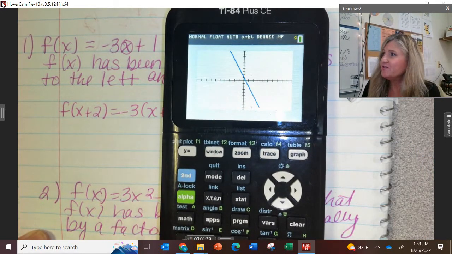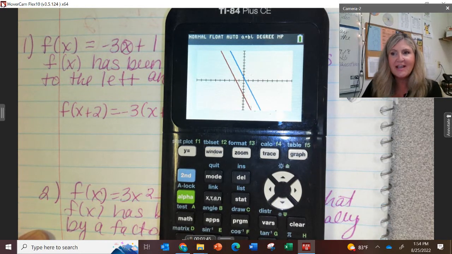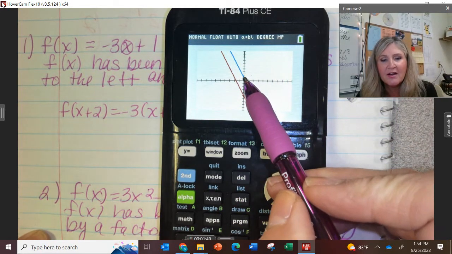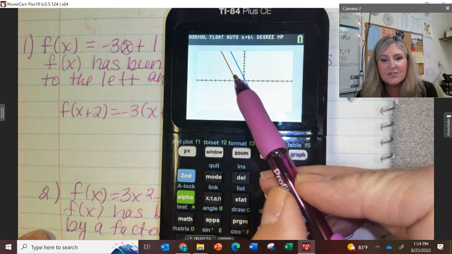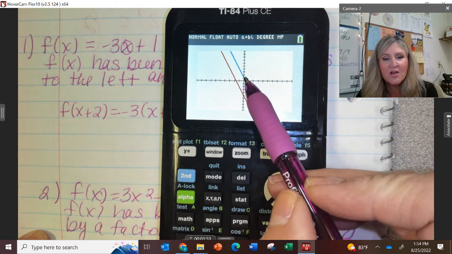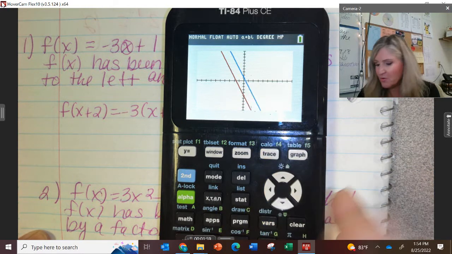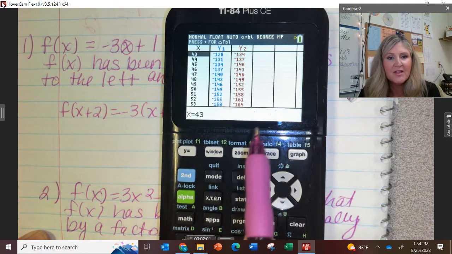So here's our original function, and here's the new function. It should be a shift to the left 2 units. Can you see how it did shift to the left 2 units? Look at this point right here. That went to the left 2 places. What is that point right there? 0, 1. Look at the table.